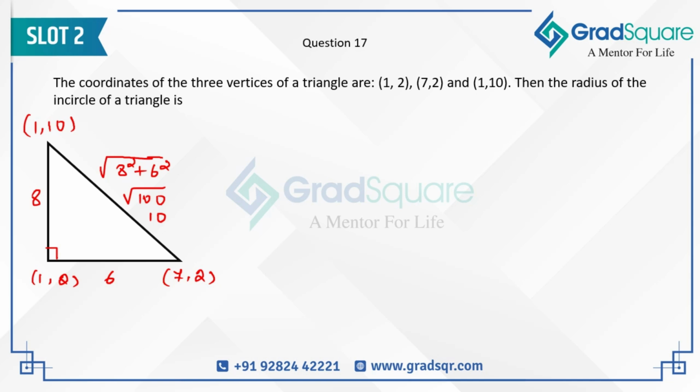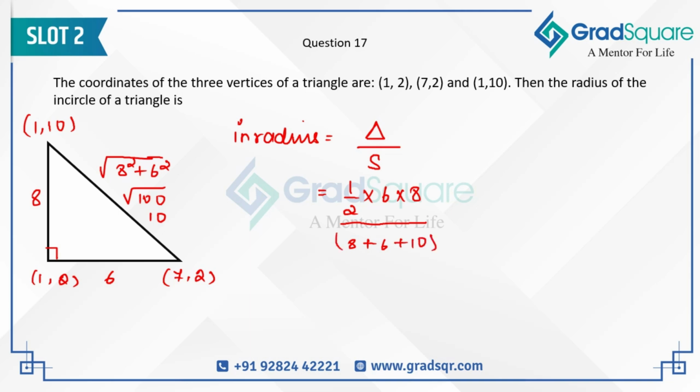Okay. Then the radius of incircle of a right angle triangle, it is going to be what? Now in radius, by formula we have inradius is equal to area of the triangle by semi perimeter, that is half of the perimeter. So for a right angle triangle, what is area? Half into base is 6, height is 8, divided by semi perimeter, half of the perimeter, that means 8 plus 6 plus 10, the whole divided by 2.